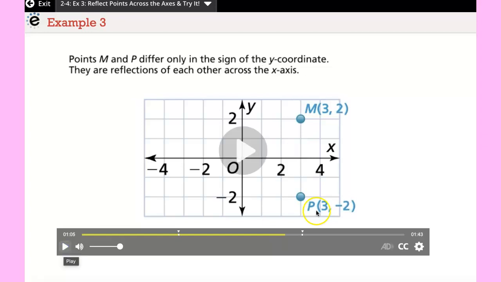So with this one, they differ only in the y-coordinates, so it means they cross over the x-axis, right? Sometimes we'll say we go across and you'll be on the same spot, but on the other side. They are reflections of each other across the x-axis.